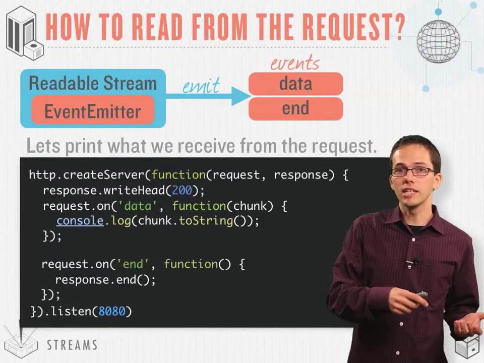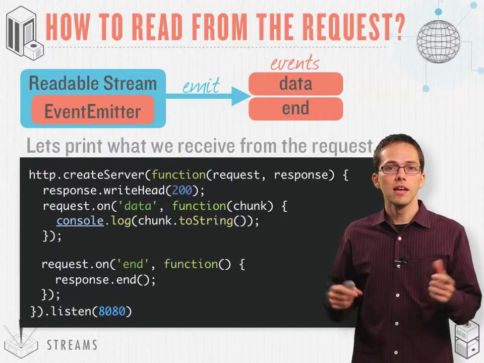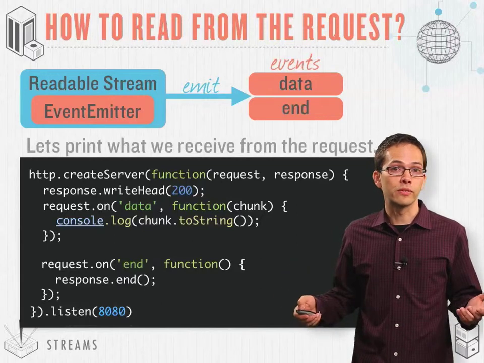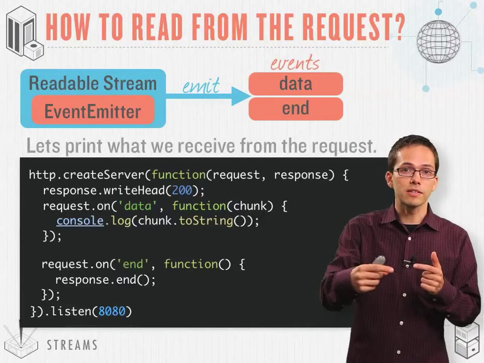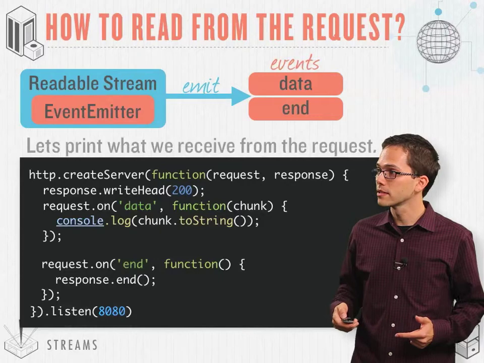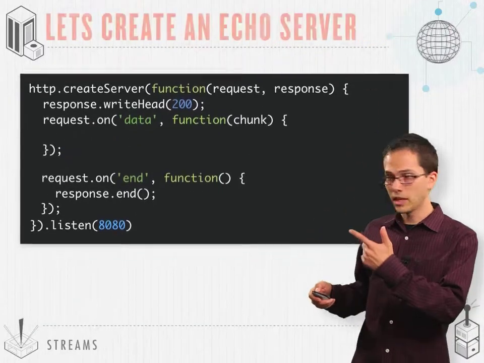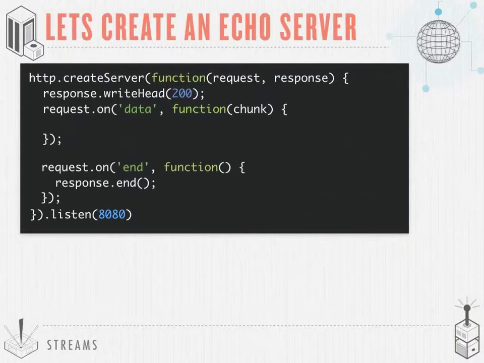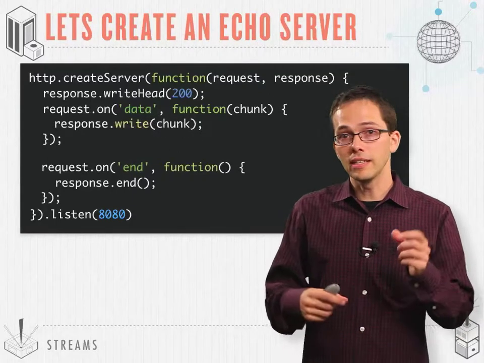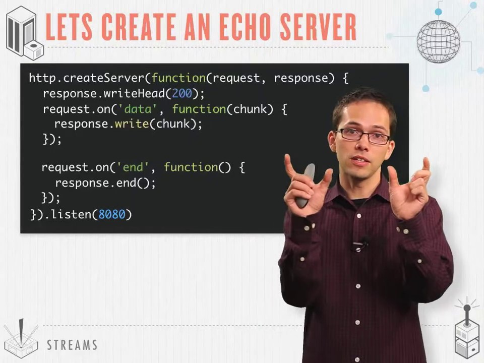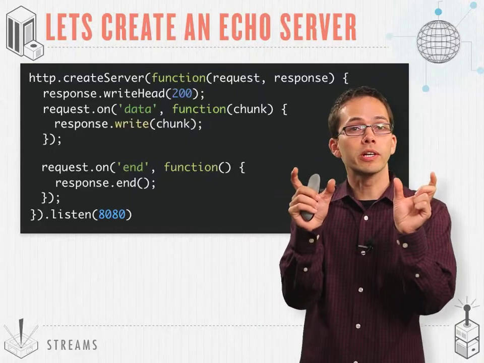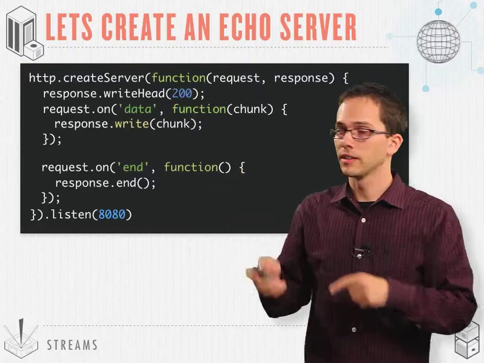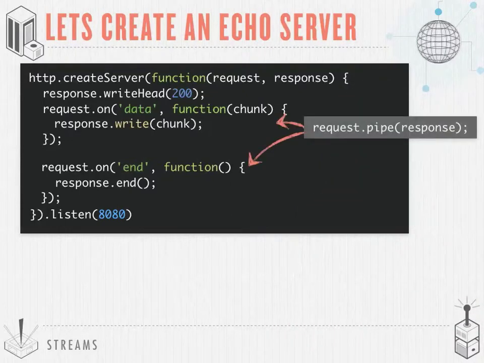With this code, we're printing out whatever data we get from the request, but how might we create an echo server and echo back to the response what we're getting from the request? Well, all we have to do is add 1 line of code here and simply say response.write(chunk). When all we need to do is read data from a readable stream and write it to a writable stream, there's a shortcut in Node that makes this easier. We can simply call request.pipe(response). So basically read stream, pipe, write stream.